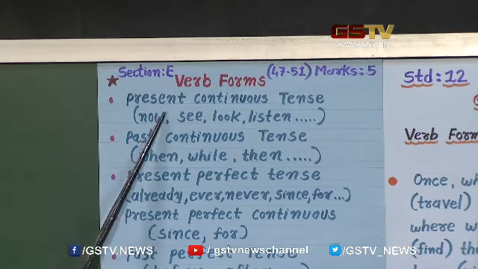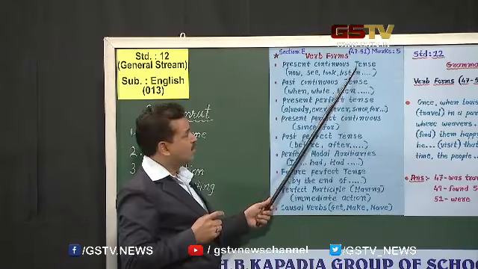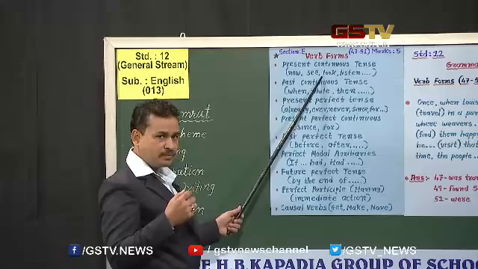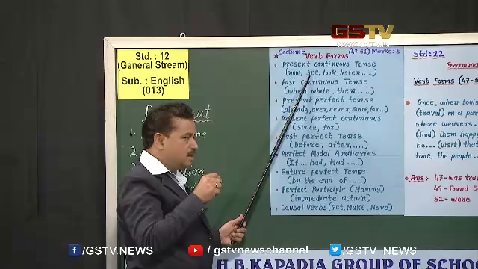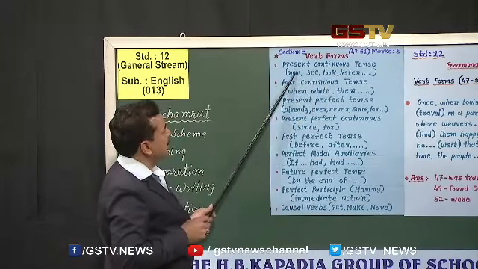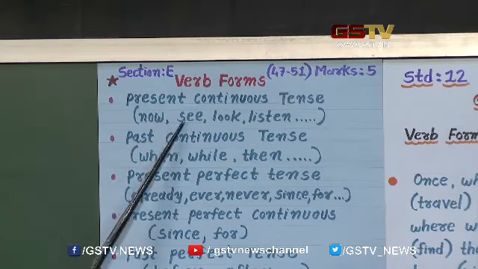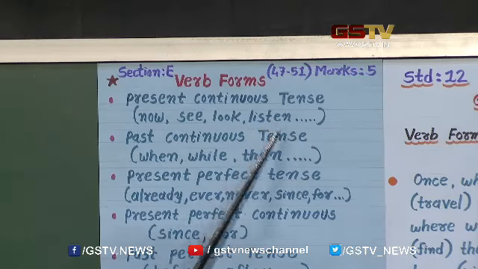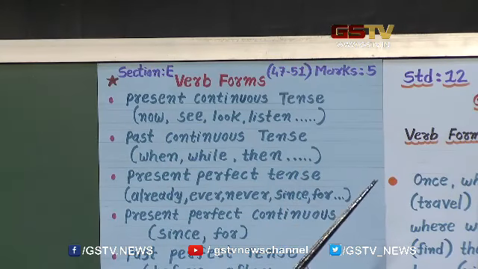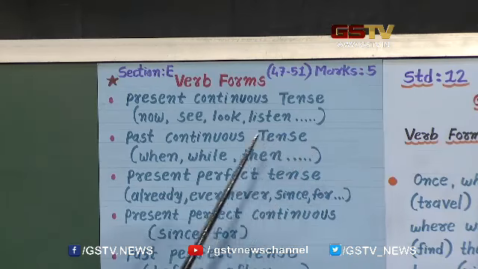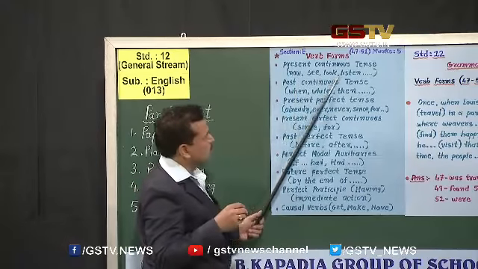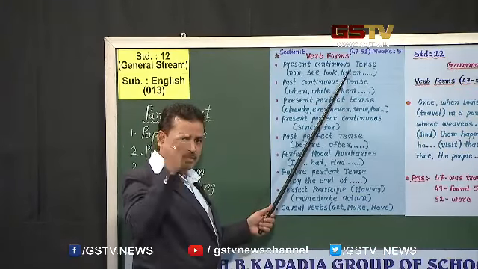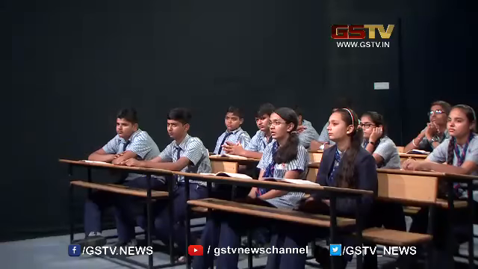First and foremost, you are going to get in each and every paper present continuous tense. There are a few words by which you can recognize that the particular sentence is in present continuous tense, and the words may be like this: now, see, look, listen, watch, observe, hear, be attentive, don't make noise. If you see a sentence with these words, keep in mind that it is going to be present continuous tense.